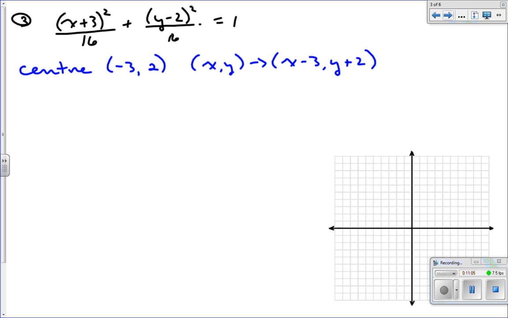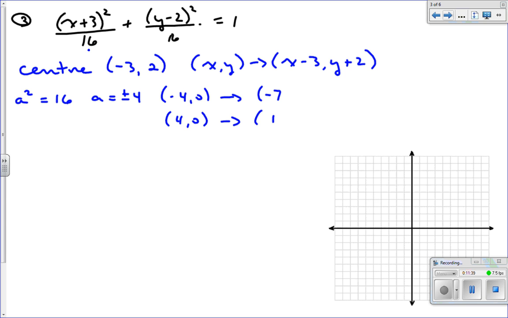Now, next would be our a squared. Now notice that under the x term and under the y term, we have the same number. We have 16 for both. So we might as well just let a squared be 16. A will be plus or minus 4, which gives us as our original vertices, if we think about it as being under the x, (-4, 0) and (4, 0). And once we apply the mapping rule to that, we'll subtract 3 from the x's, so -7 and 1, and we add 2 to the y's. So there are our two major vertices.